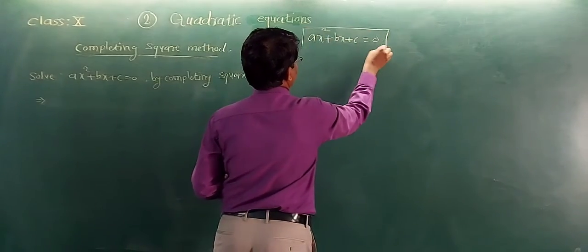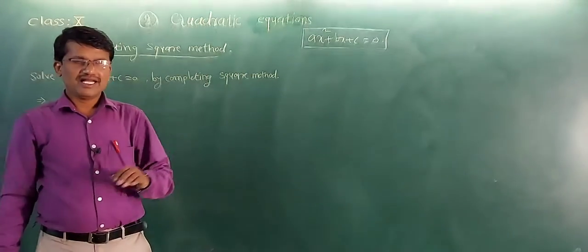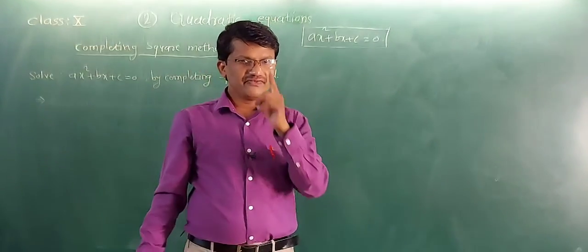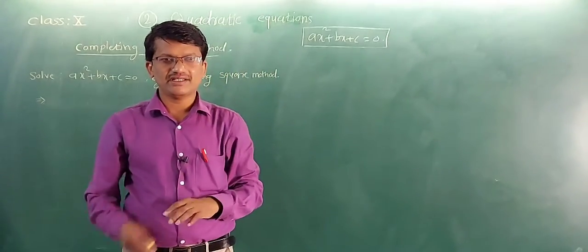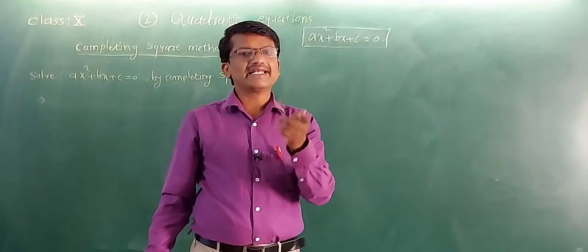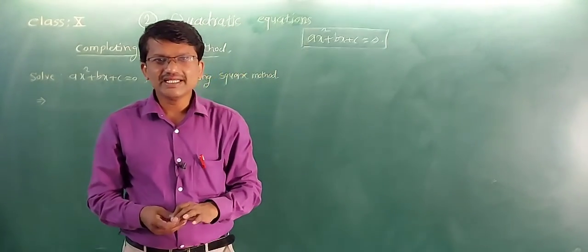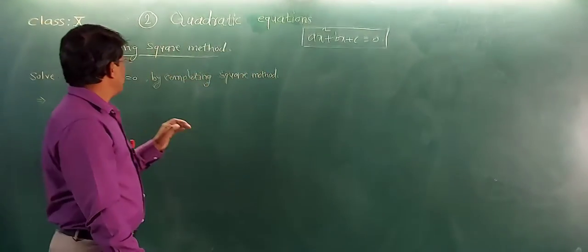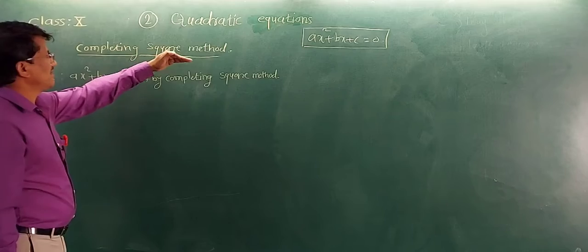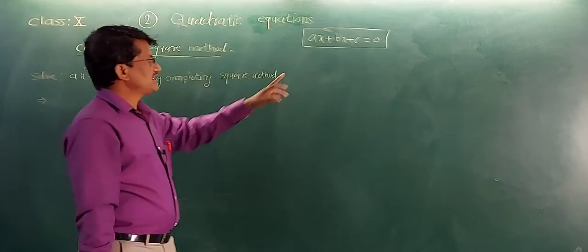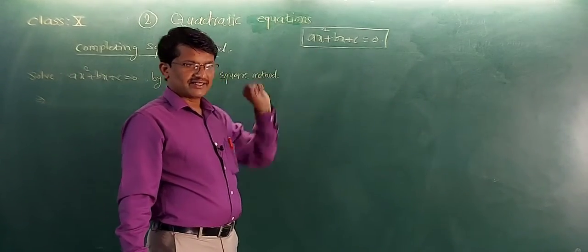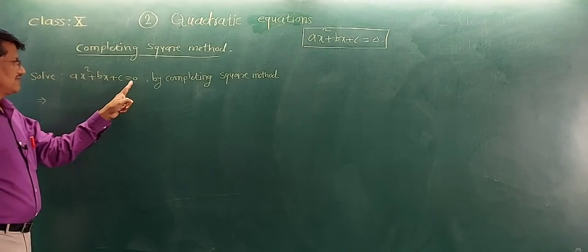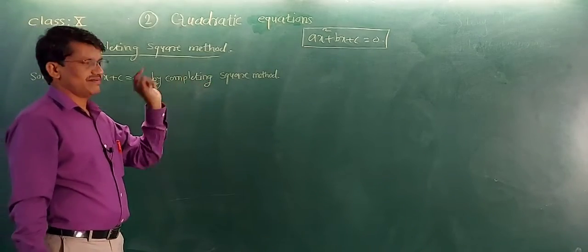This is the standard form of a quadratic equation, and we can solve it by three methods. First method is the factorization method, second one is the completing square method, and third one is the formula method. Here we are going to discuss how to solve this equation by the completing square method. Solve ax square plus bx plus c equal to 0 by completing square method.